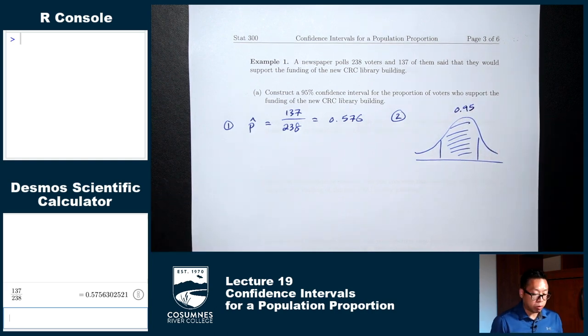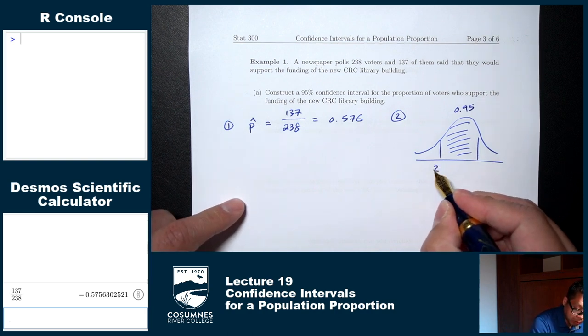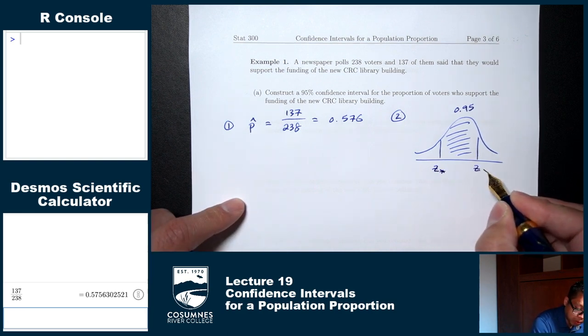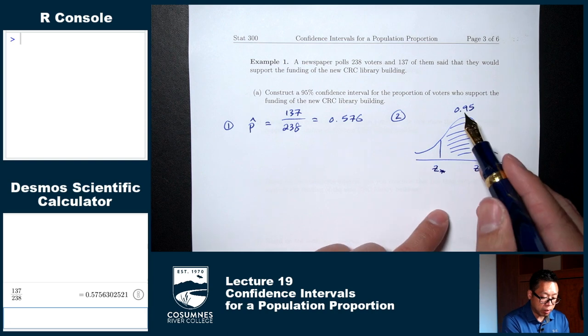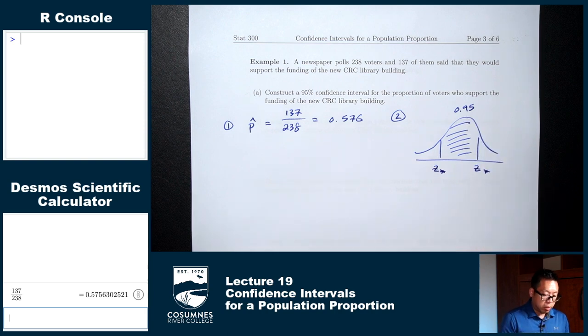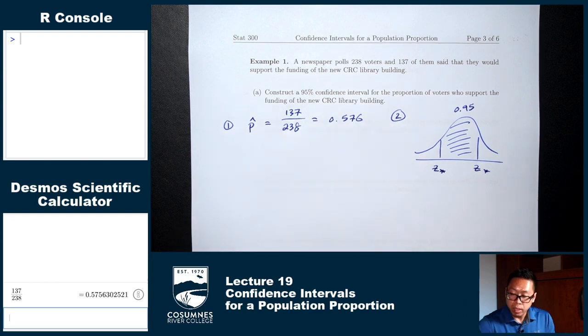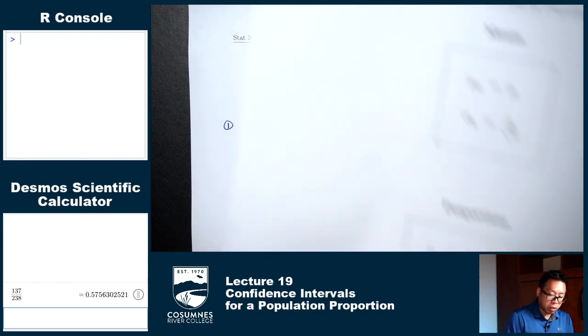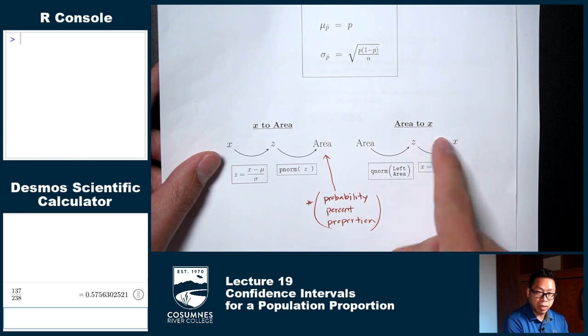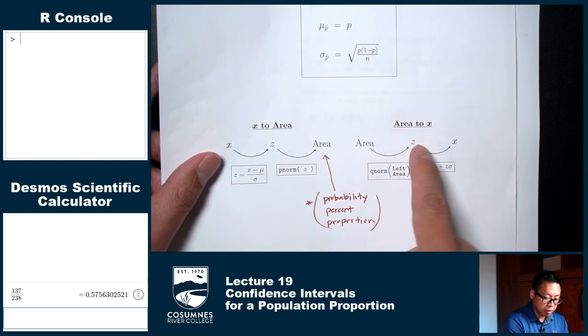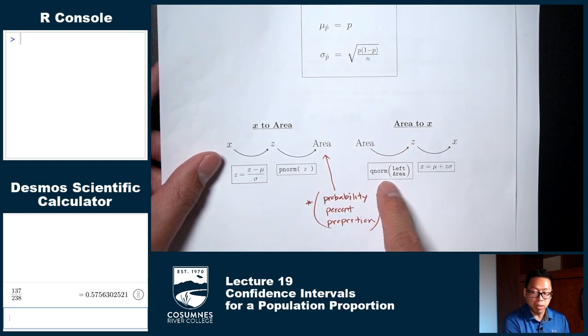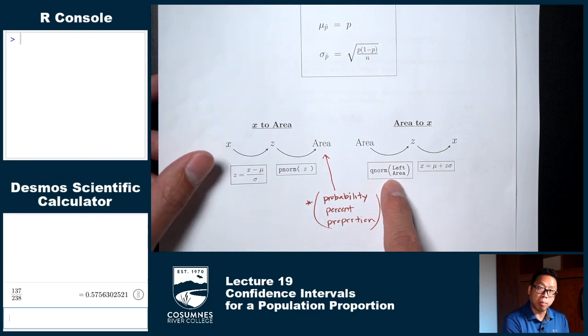And what we're looking for is the two Z stars that would have an area of 0.95 in the middle. So really, this part is just an area to Z type question. And in our last unit, we talked about area to X type questions. And as part of that process, we did area to Z by doing a Q-norm left area. So that's what we need here, Q-norm left area.